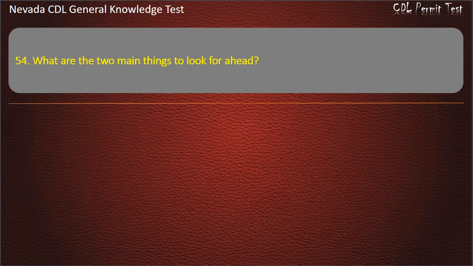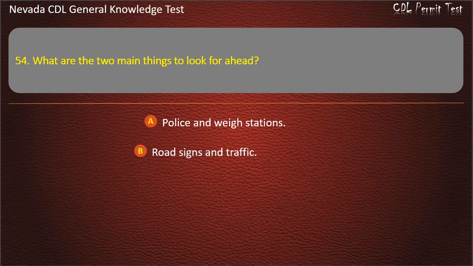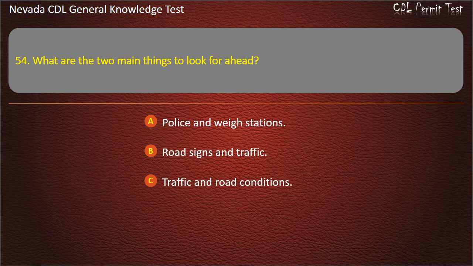Question 54. What are the two main things to look for ahead? Police and way stations. Road signs and traffic. Traffic and road conditions. Answer. Traffic and road conditions.